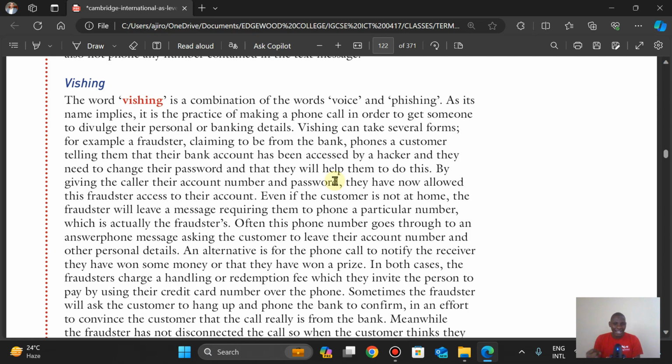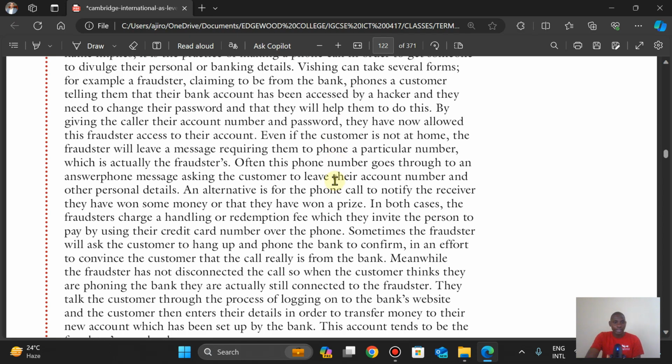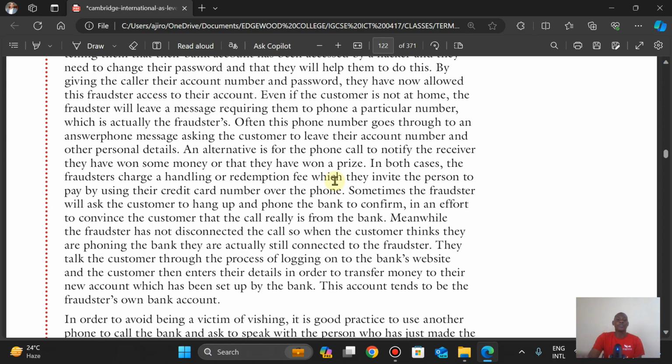Sometimes the fraudster will ask the customer to hang up and phone the bank to confirm, in an effort to convince the customer that the call really is from the bank. Meanwhile, the fraudster has not disconnected the call. So when the customer thinks they are phoning the bank, they are actually still connected to the fraudster. They talk the customer through the process of logging on to the bank website, and the customer then enters the details in order to transfer money to a new account supposedly set up by the bank.